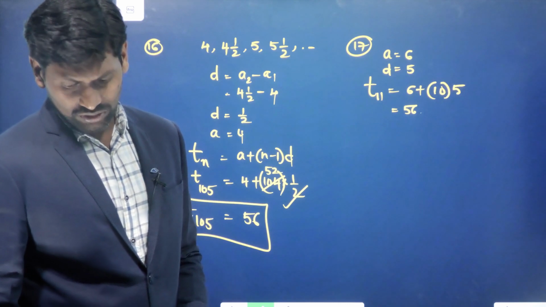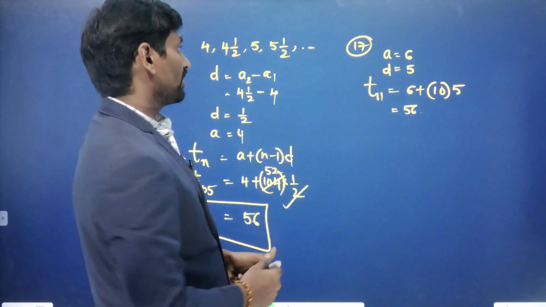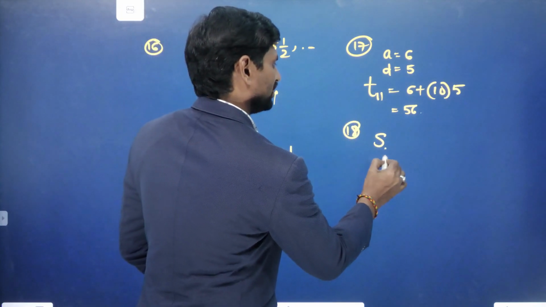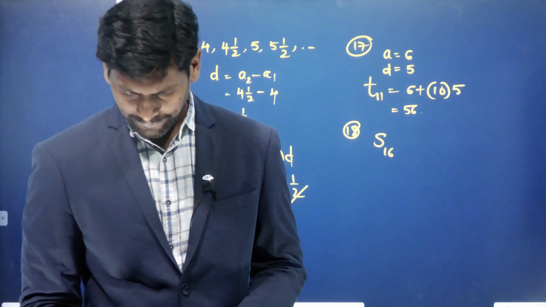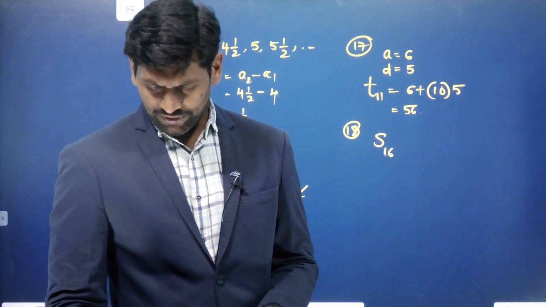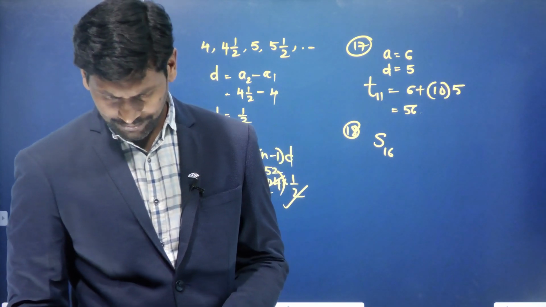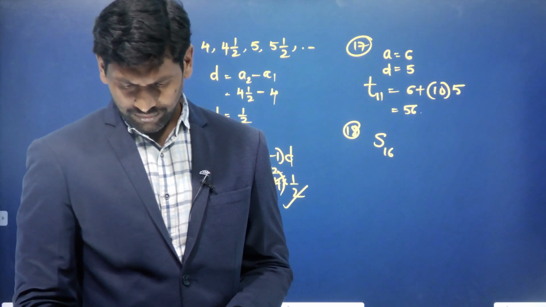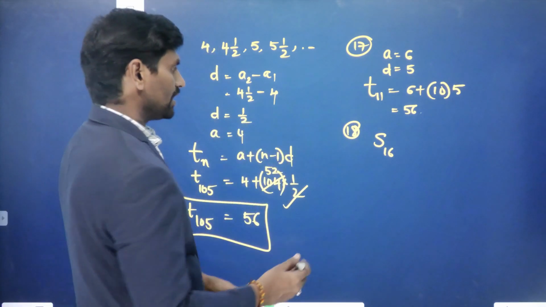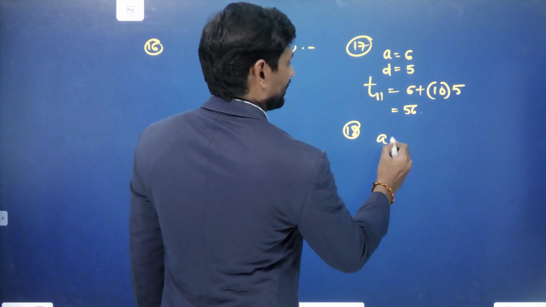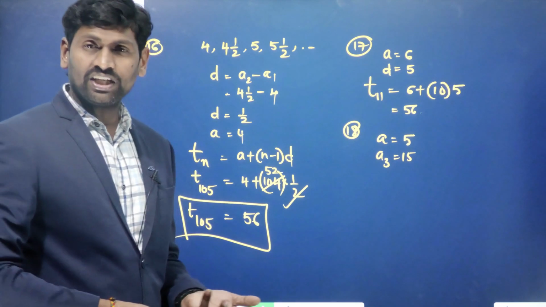Okay? Yeah, let us go to problem number 18. So the 18th one is given that the sum of the first 16 terms. Sum of first 16 terms means S16 only. Sum of first n terms is Sn, no. 16 terms means S16, of an AP whose first term and third term are given as 5 and 15 respectively. So first term a is 5, third term a3 is equals to 15. But we don't know the second term, no.